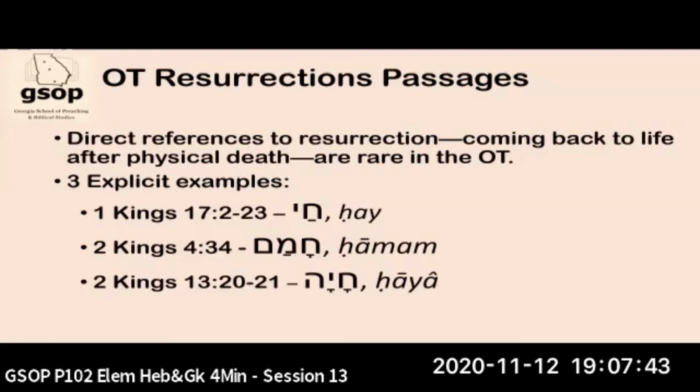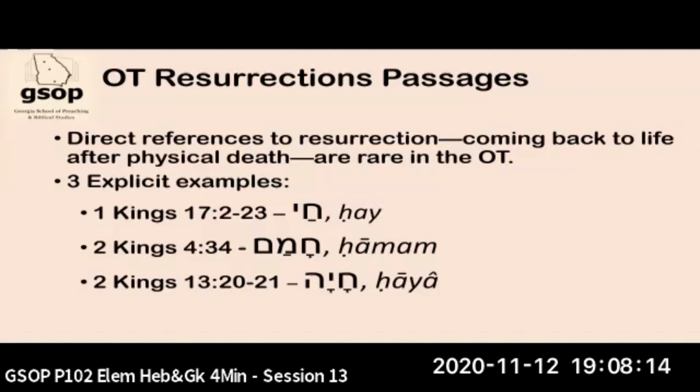Verse 19: He said to her, Give me your son. And he took him from her bosom and carried him to the upper room where he was living, and laid him on his own bed. So in Elijah's room, in his bed. And he called to the Lord and said, O Lord God, have you also brought calamity to the widow with whom I'm staying by causing her son to die? It's also fascinating to understand where Elijah puts the responsibility. God gives life and God takes away life.